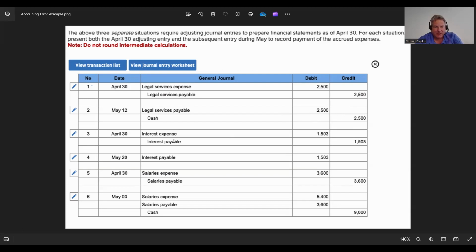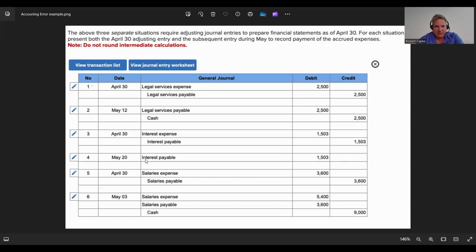On April 30th, we have interest expense. We're debiting, and we generally expense things by debiting them. And we have $1,503. And we have interest payable. Again, it's something that's a liability, and we're going to eventually have to pay that $1,503, but they do balance in this case. Let's look at May 20th.